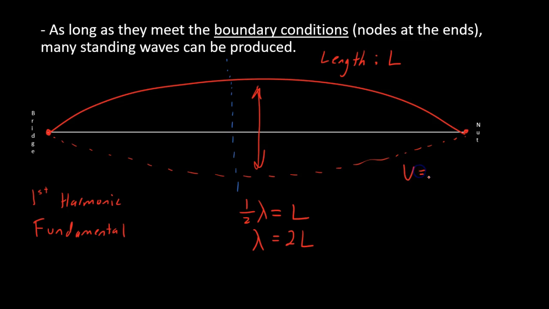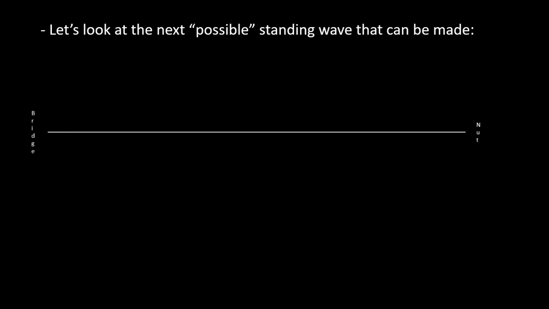I know the wave speed equation, V equals F lambda. I'm going to solve this for frequency. Frequency is V divided by lambda. So I have frequency equals V over lambda. And what's lambda in this case? For the first harmonic, lambda is 2 times L. I could calculate the frequency of this standing wave if I know the speed of the wave on the string and I know the length of the string. Well, that's the simplest standing wave I can make.